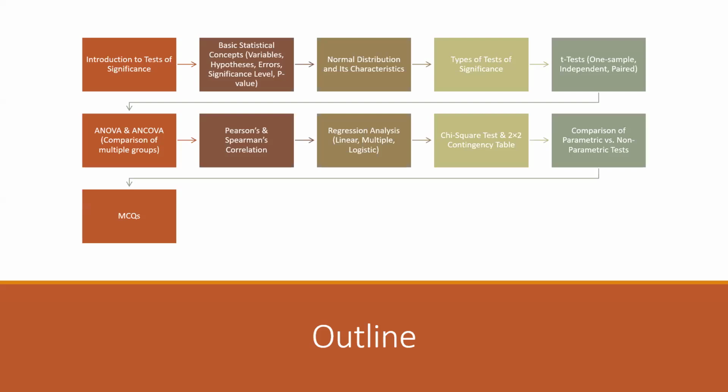So we will start with the outline. This is the outline of today's lecture, in which we will start with the introduction, then basic statistical concepts, then we will go to normal distribution, types of test of significance, which will include t-test, ANOVA and ANCOVA, Pearson's and Spearman's correlation, regression analysis, chi-square test, followed by comparison of parametric versus non-parametric tests, and then in the end we will be doing MCQs.